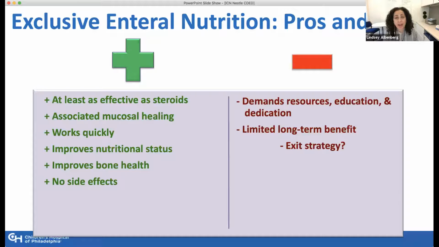I use it frequently in my practice, and there are a lot of benefits to EEN, such as the fact that it's at least as effective as corticosteroids. It's associated with mucosal healing. It works quickly, it improves nutritional status and bone health, and there are essentially no side effects, but there are also some downsides. So it requires resources, education, and dedication on both sides, provider and patient. And also it was really meant to be an induction of remission therapy. So we and others have adapted EEN as a maintenance strategy, but it's definitely a more limited population of patients who will be willing to follow such a restrictive diet in the long term.